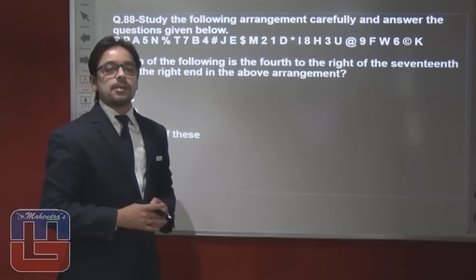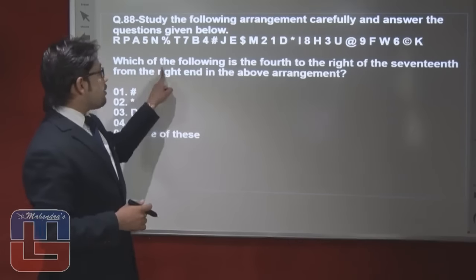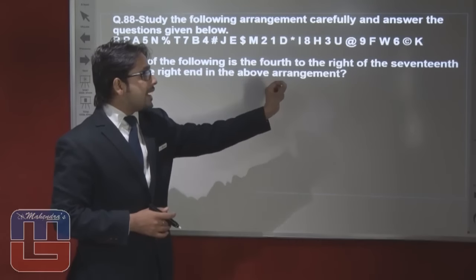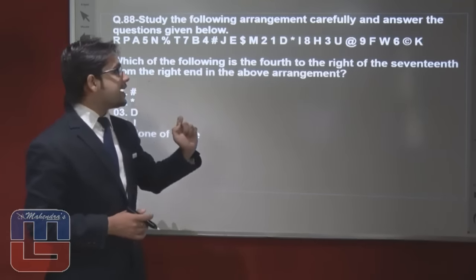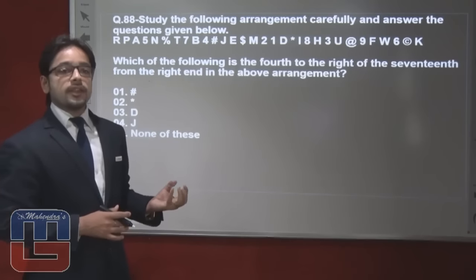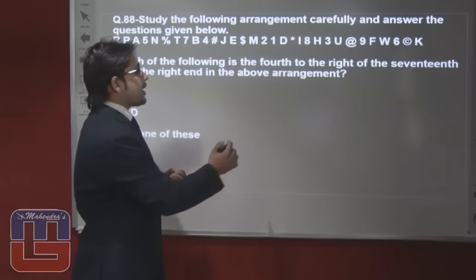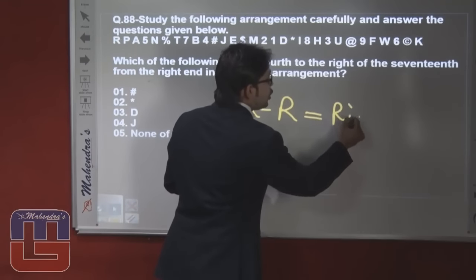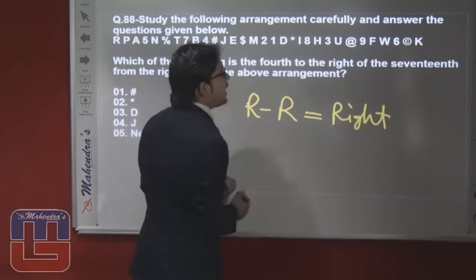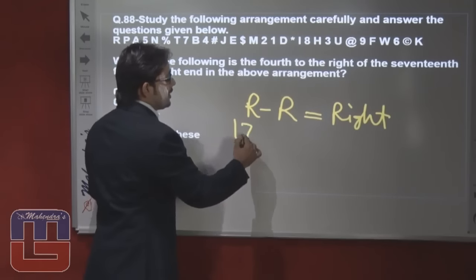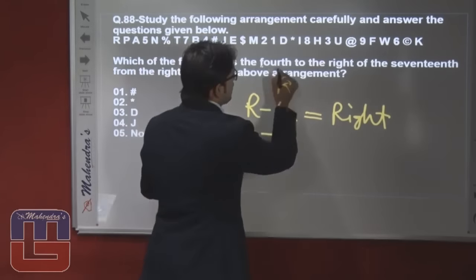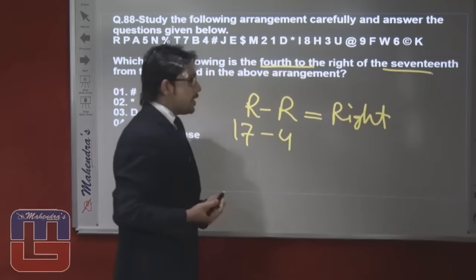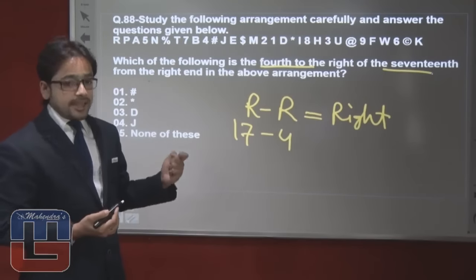In this question, examiner wants to know which of the following is 4 to the right of 17 from the right end in the above arrangement. You can use a formula in this question. Right minus right equals to right. You have to count from right side. As you can see here, 17 minus 4, because we have to find out 4 to the right of 17 from the right. So 17 minus 4, that is 13.